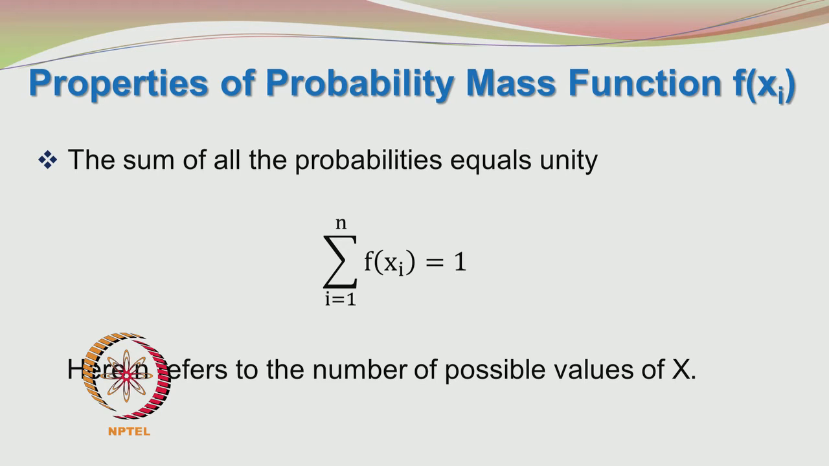Now, the other important thing to observe about the probability mass function f of xi is that the sum, sigma i equals 1 to n, of f of xi should be equal to 1. It means that the sum of all the probabilities is equal to 1. You have different entities, each entity has a probability value, and the probability values are assigned by the probability mass function in such a way that when you add the total probabilities, they should be equal to 1.